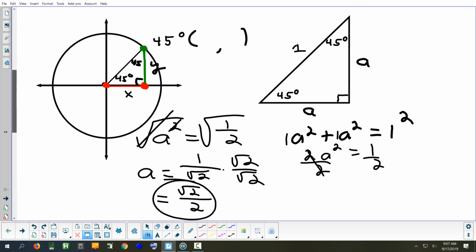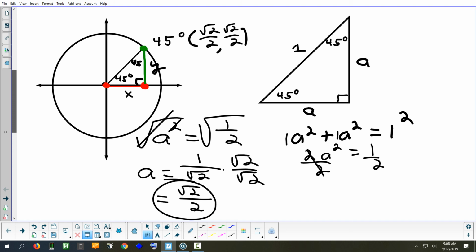So now that we know that number, anybody think they can tell me the coordinate for 45 degrees? Yeah? The square root of 2 over 2. Exactly. Square root of 2 over 2. That's the length of the red side. That's how far right you have to go. And then from the red dot up to the green dot, it's also square root of 2 over 2. So that's the coordinate for 45.